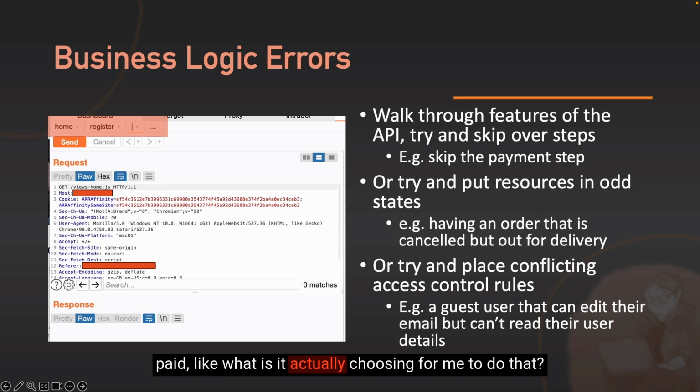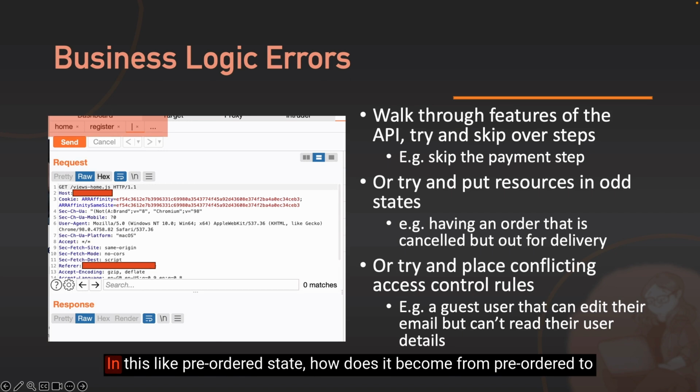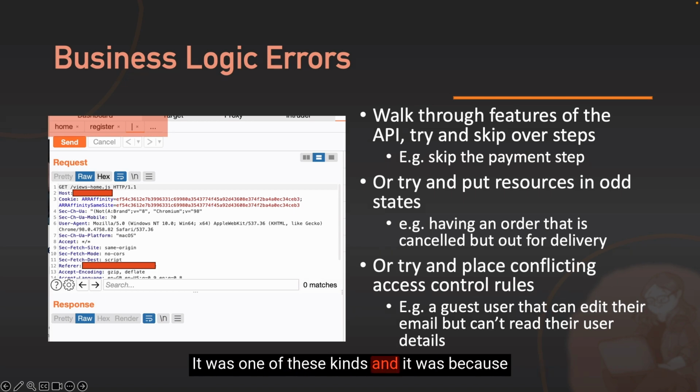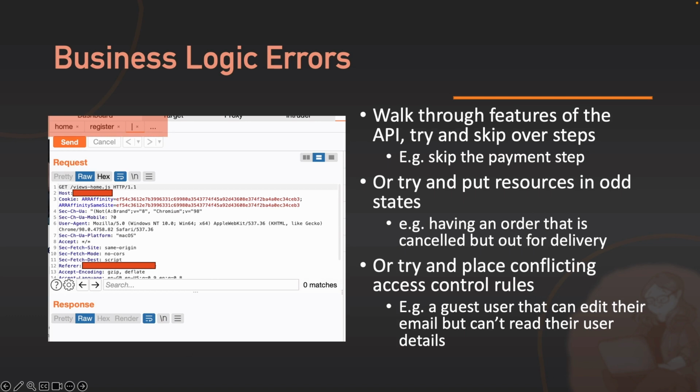What is it actually choosing for me to do that? What does it mean for an order to be in this pre-ordered state? How does it become from pre-ordered to confirmed? What API requests are involved, and can I call those API requests myself? And this is actually how I found my first ever vulnerability. It was one of these kinds, and it was because I stepped through those steps one at a time.